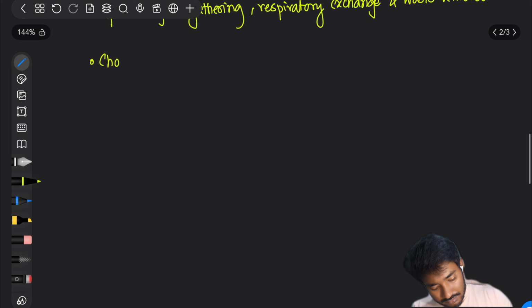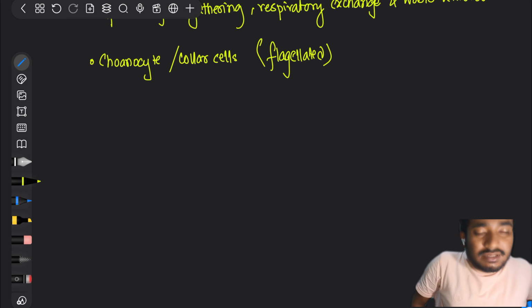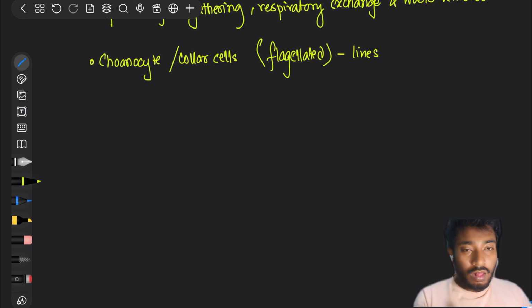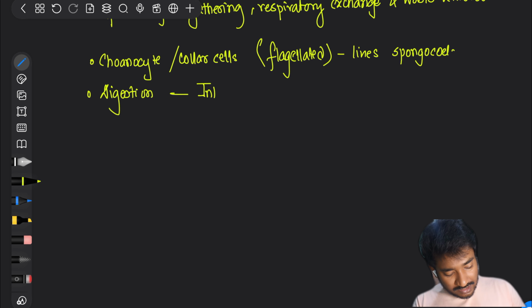Choanocytes, that is the collar cells, are flagellated. Okay, the choanocyte or the collar cell lines the spongocoel. Digestion is intracellular.